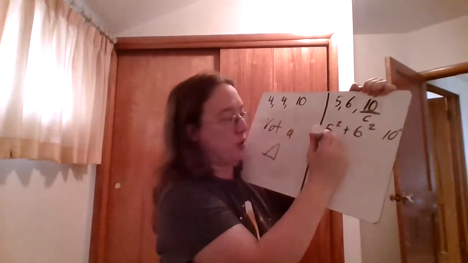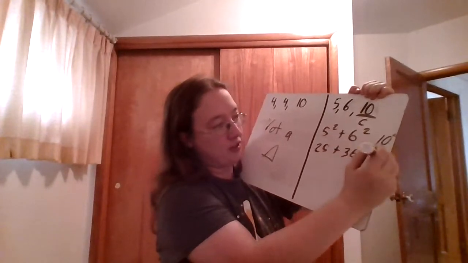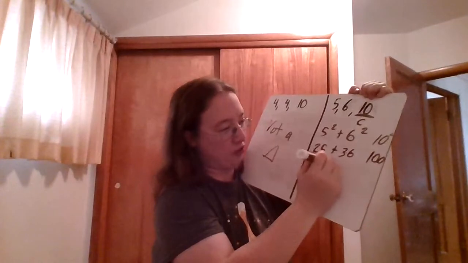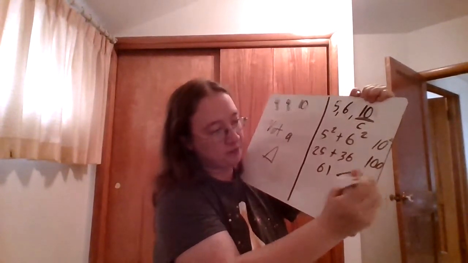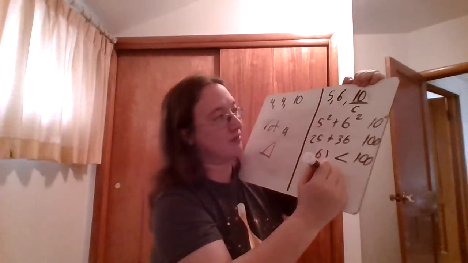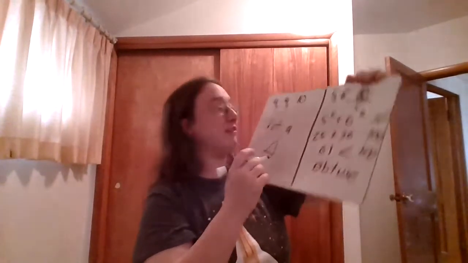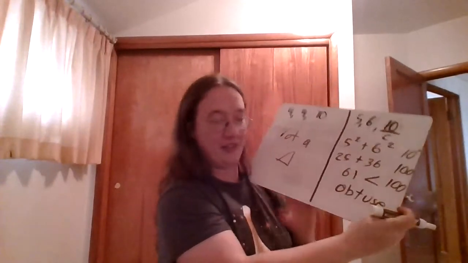Okay, so 5 squared is 25. 6 squared is 36. 10 squared is 100. 25 and 36 gives you 61. 61 is less than 100. So this is another obtuse triangle. Oh, that's my cat. Okay, there's an obtuse triangle because a squared plus b squared is less than c squared. So that's pretty much what's going on.